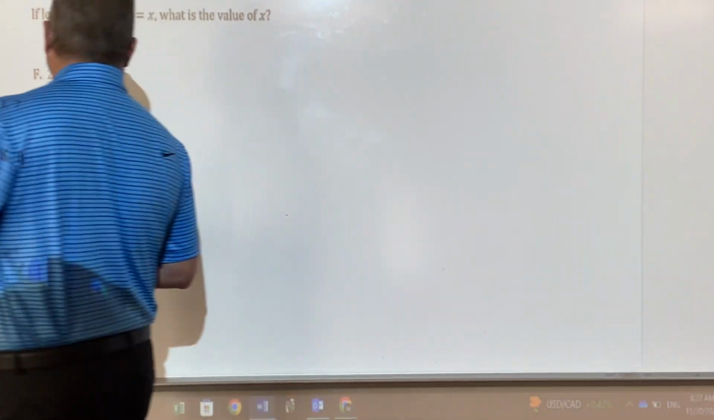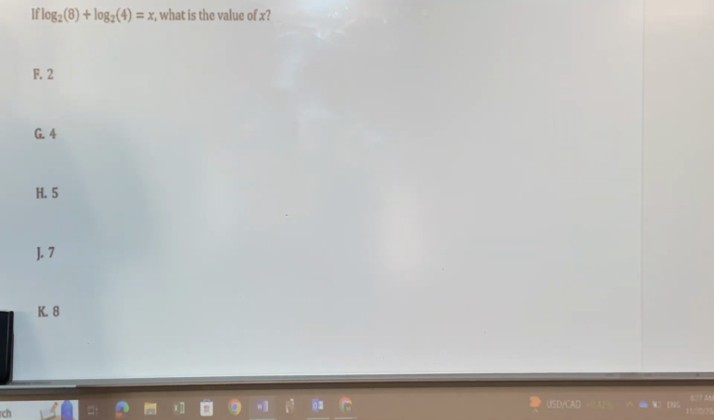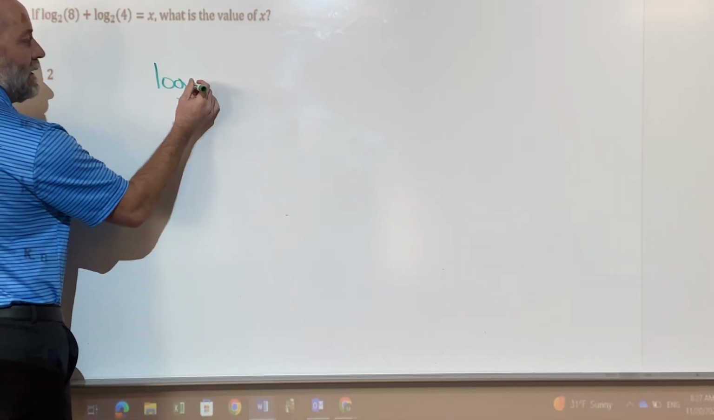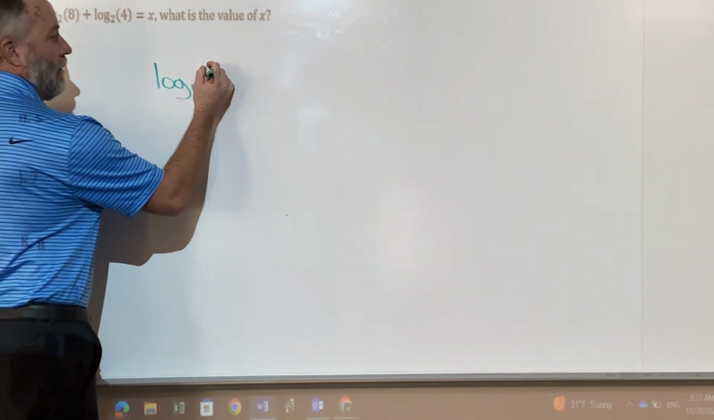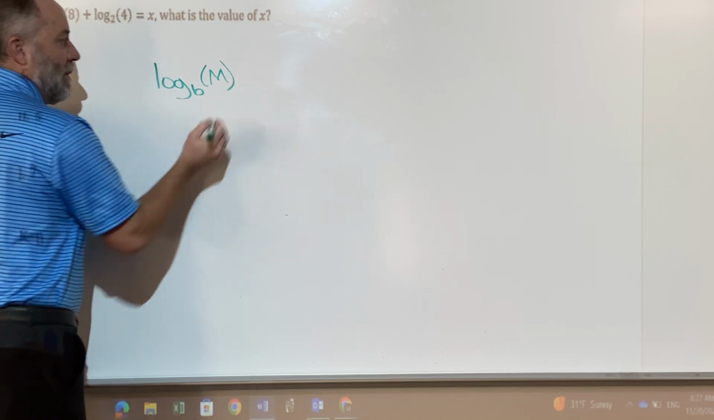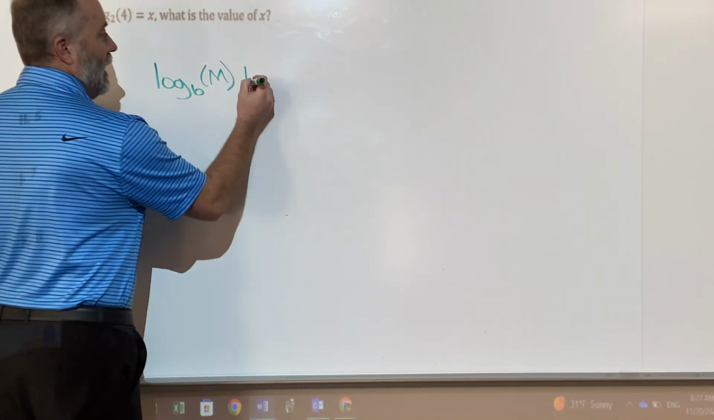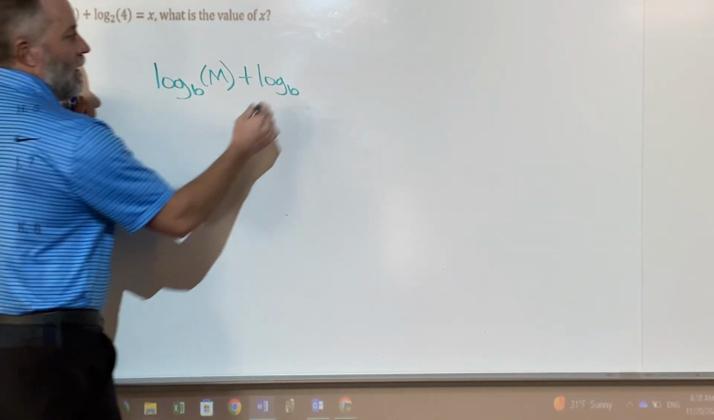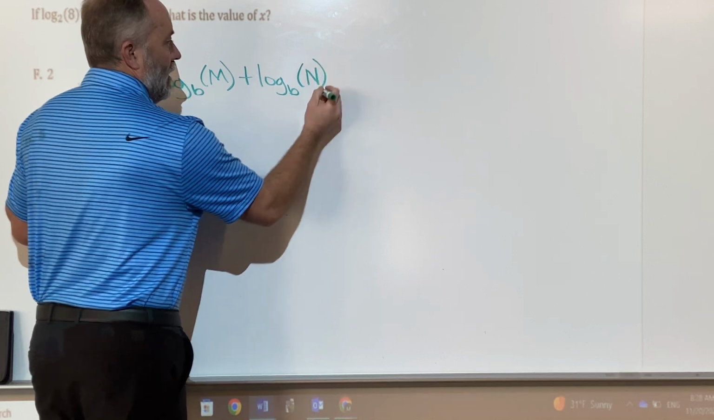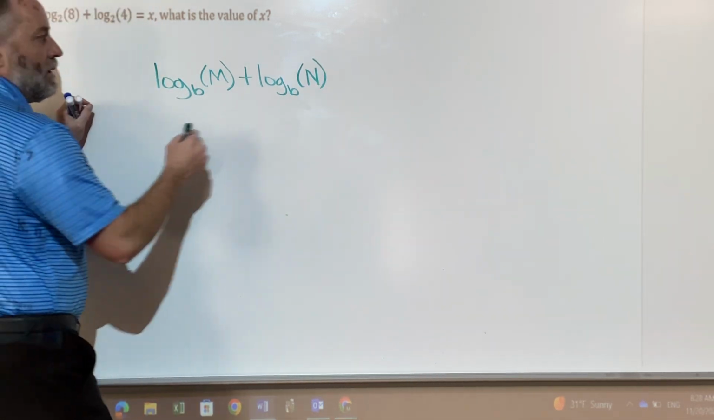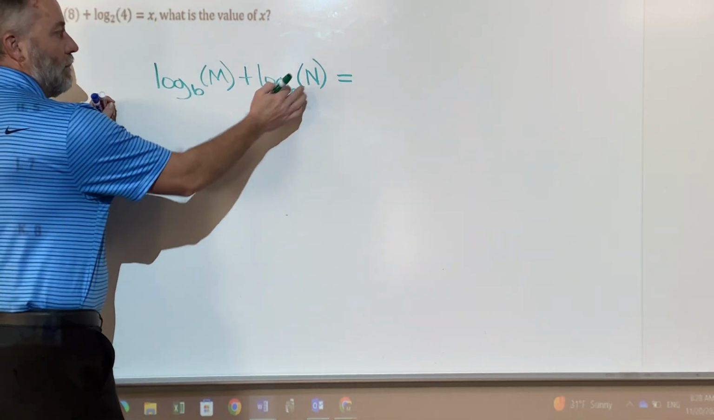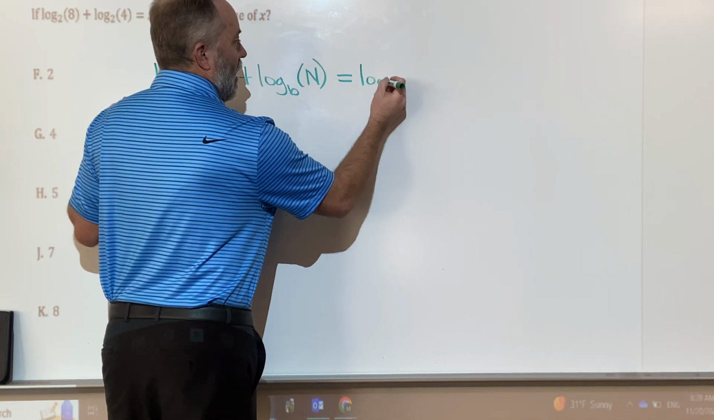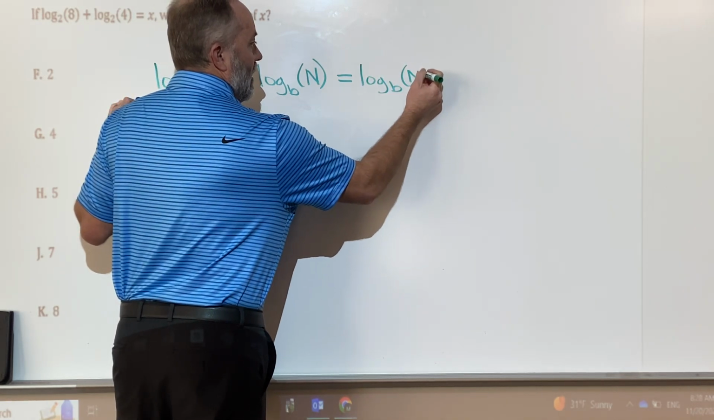Okay, so the first property that we want to see in this question is called the product property. It says this: log base b, whatever the base is, of some argument, we'll just call that m, plus log base b, those two bases have to be the same, of another argument, we'll say n, can be condensed or combined by multiplying the two arguments, so m times n. So that looks like this: log base b of m times n.